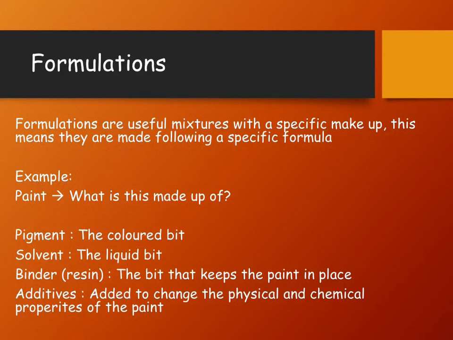We then have the binder or the resin. That's the bit that keeps the paint in place, so once you paint it onto the wall, that's what keeps it on the wall. And then finally we have our additives. So this is to change the physical and chemical properties of the paint in order so that the paint is completely right for the job.